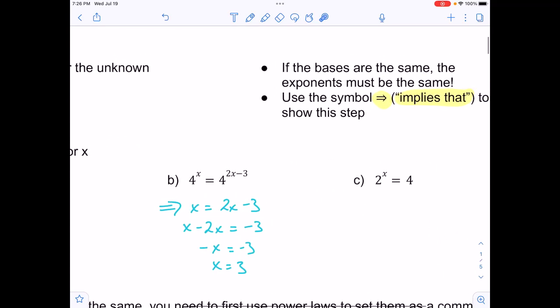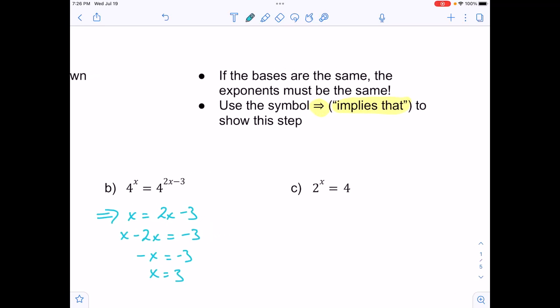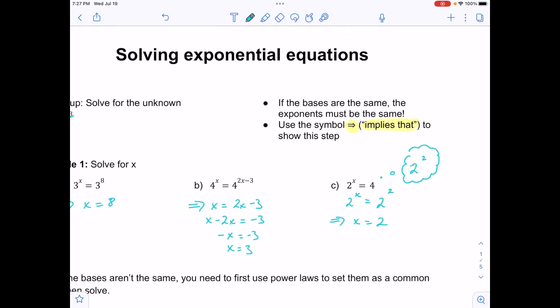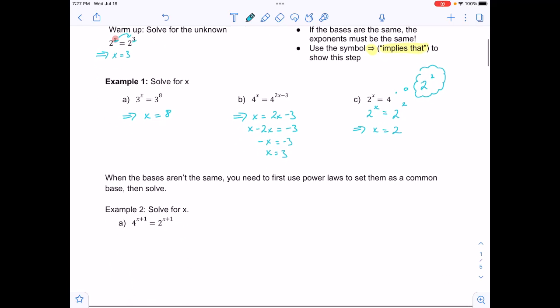Here's a bit more of a challenging one. 2 to the power of x is equal to 4. These don't have the same base, but is there a way that we could write it so it's the same base? Think about it. 4 is actually 2 to the power of 2, right? So what if we were to write our question like this? 2 to the power of x is 2 to the power of 2. Oh, this works out nicely. Now look, I've got 2 bases that are the same, so my exponents must be the same. x must be equal to 2.